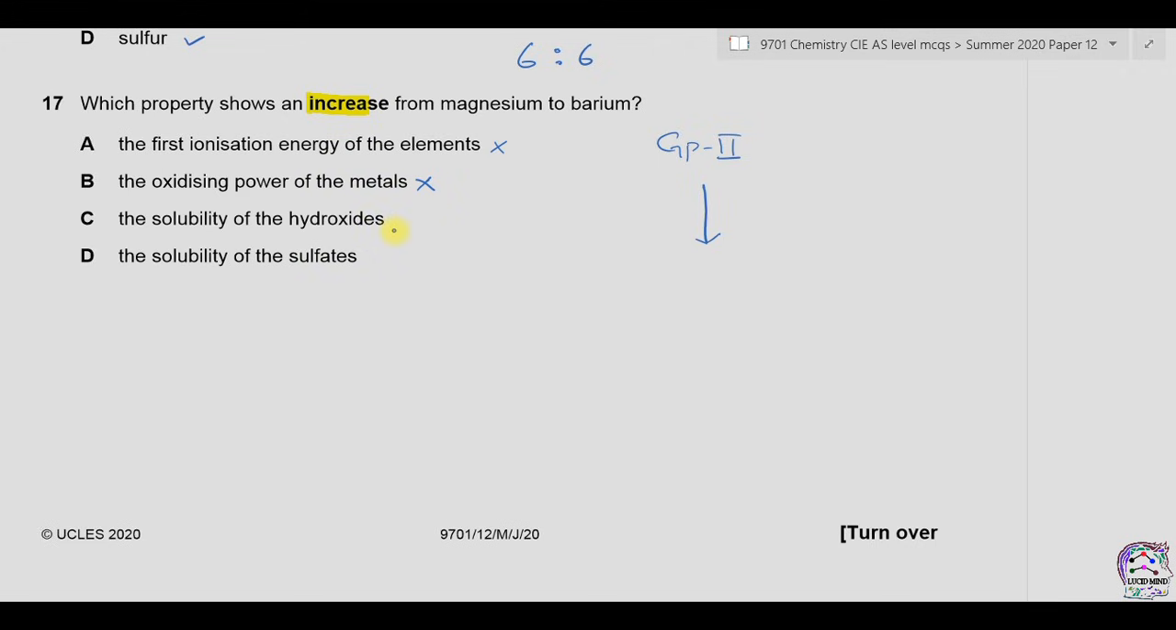C says the solubility of the hydroxides. Now we have seen the trend in the solubility of hydroxides, that magnesium hydroxide is less soluble as compared to barium hydroxide, because barium hydroxide is more alkaline as compared to magnesium hydroxide, so therefore the solubility increases. The solubility of the sulfates also decreases down group 2, and we know that barium sulfate is almost insoluble. It does not dissolve in water. So the only correct option is part C.